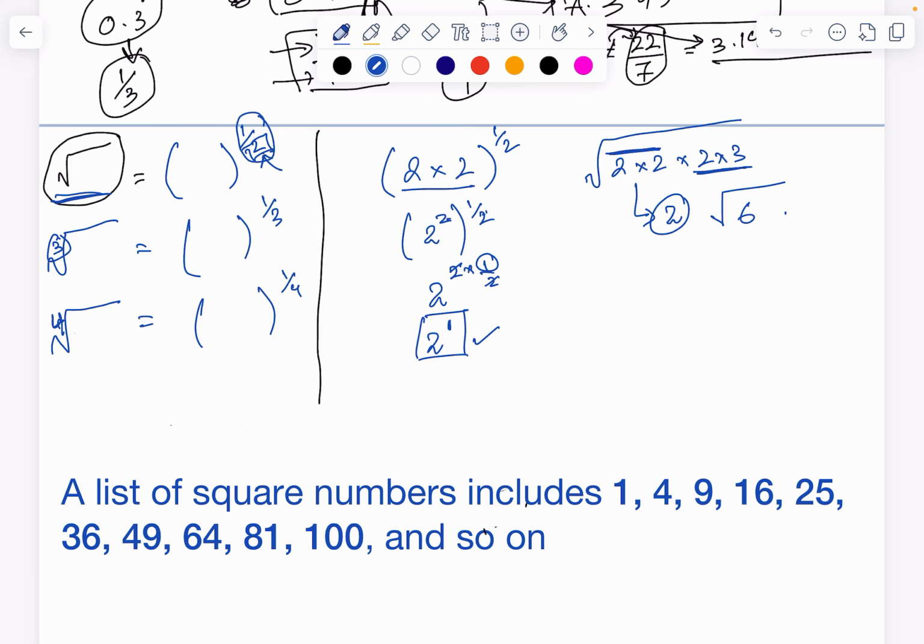Now for example, if I have a cube root, and the same numbers 2, 2 and 3, this number is telling me that I need 3 same numbers to make one come out. So this 2 will come out and this 3 stays inside.